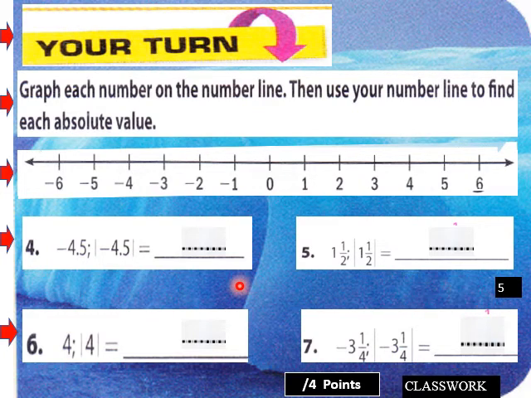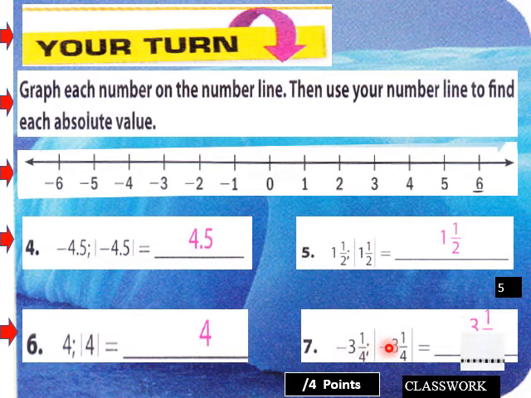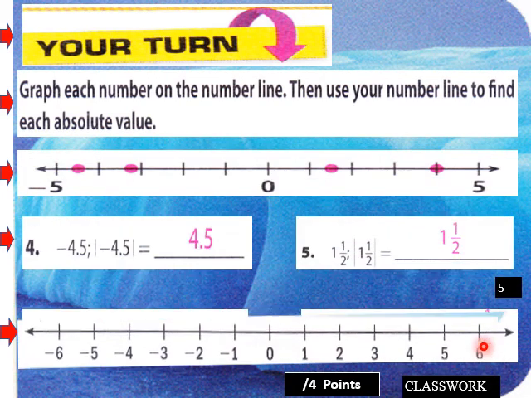Okay, everybody, welcome back for the solutions today. Graph each of these first, students, on the number line, and then use your number line to find each absolute value. The absolute value of negative 4.5 is 4.5, and the absolute value of 1 and 1/2 will be 1 and 1/2. And then the absolute value of 4 would be 4. Then the absolute value of negative 3 and 1/4 would be 3 and 1/4.